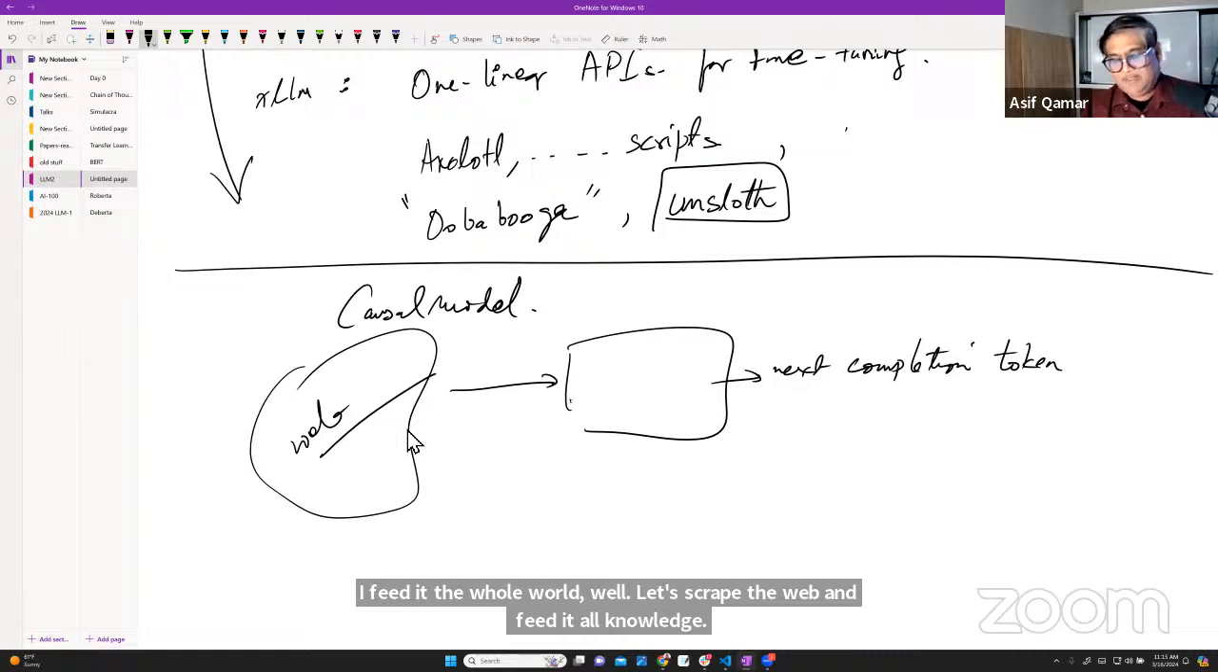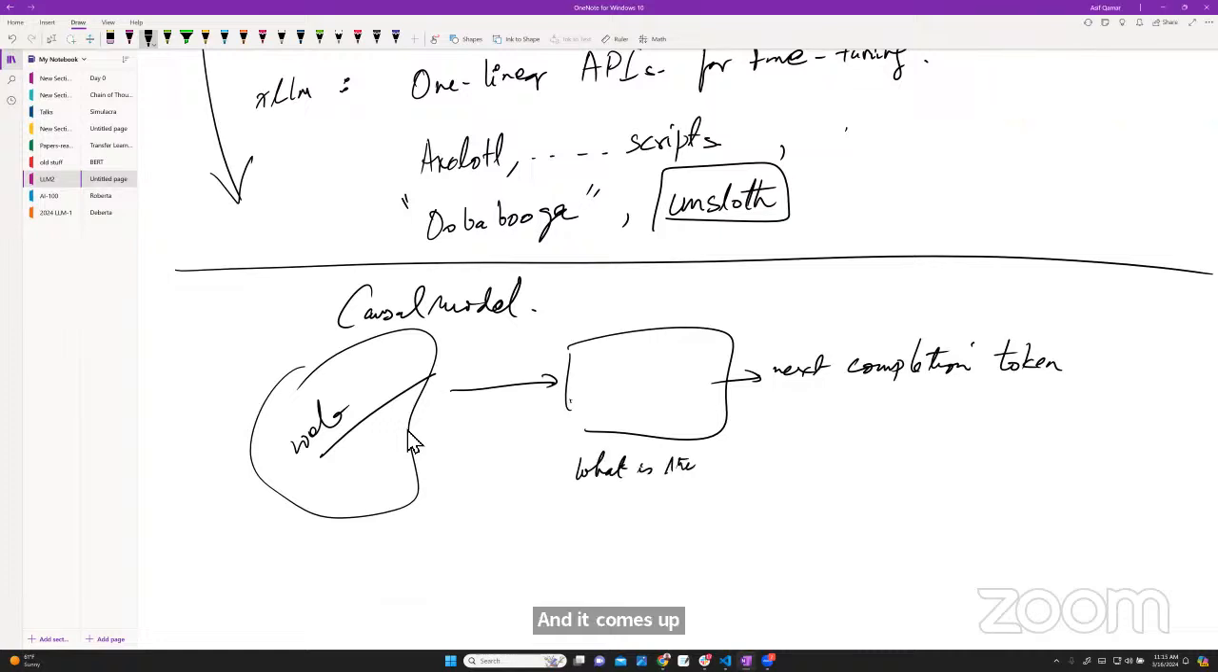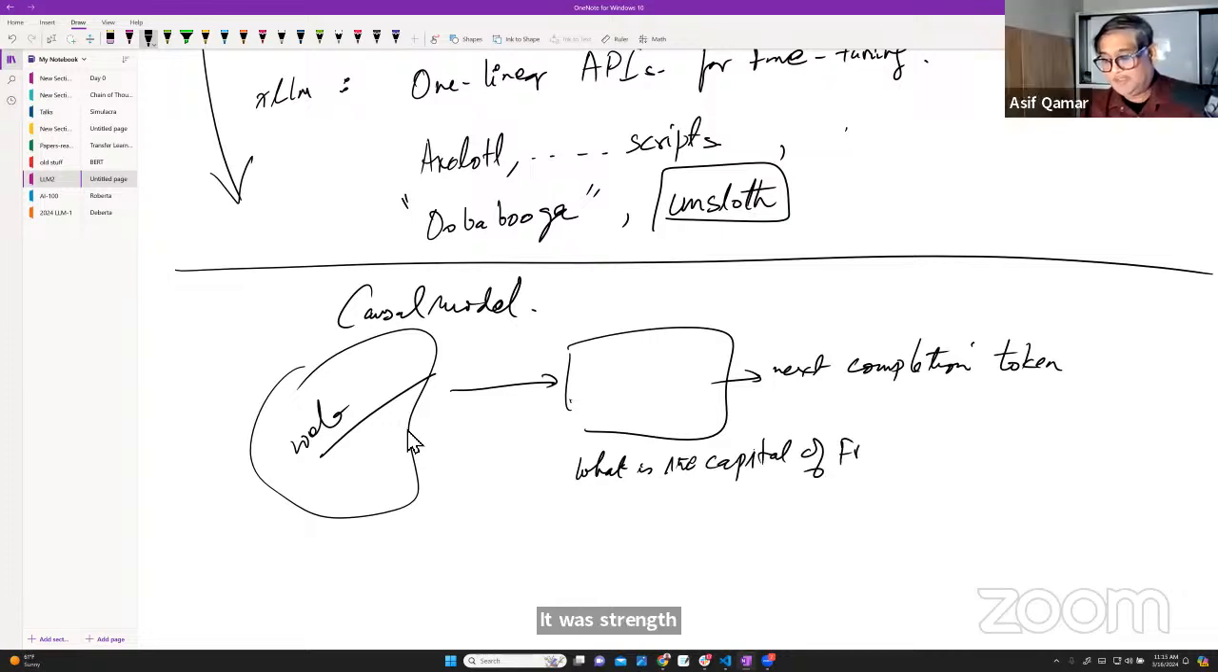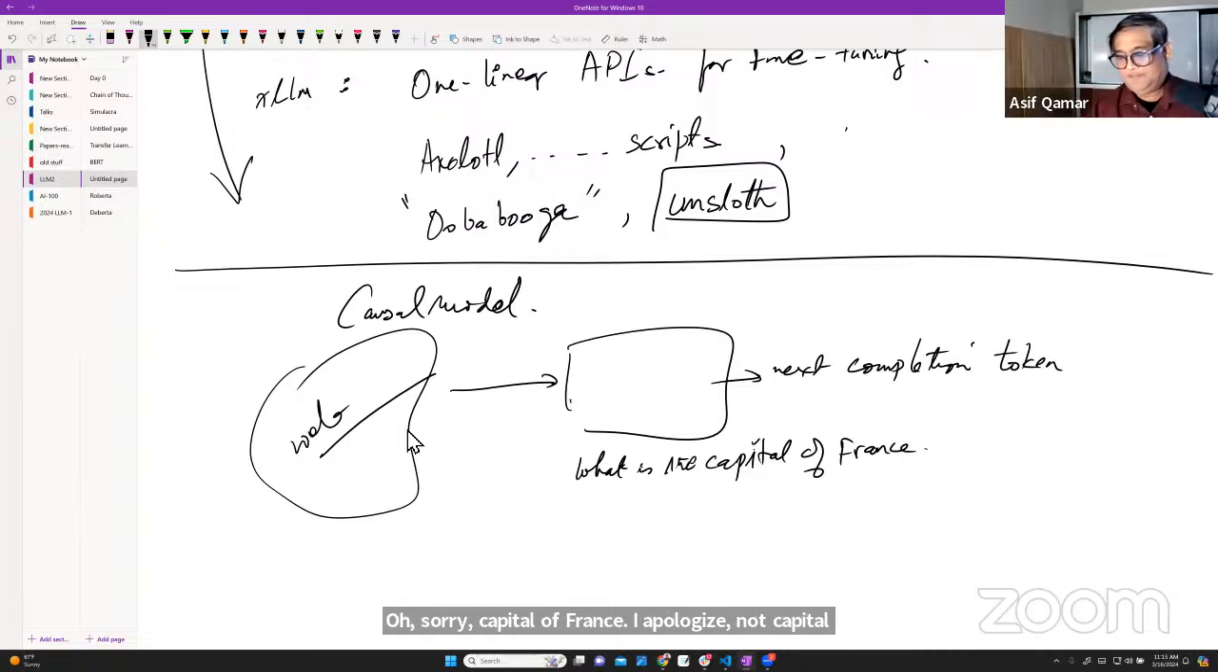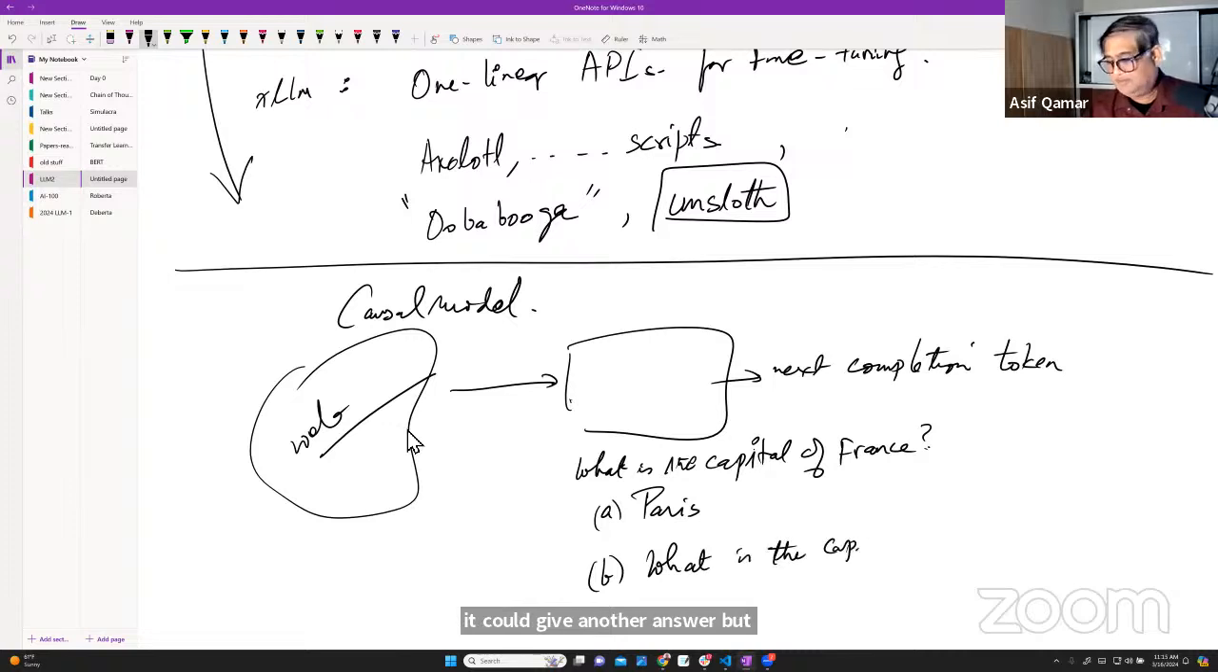And you ask, what's the capital of Paris? Sorry, I apologize, not capital of Paris. What is the capital of France? It could give one answer, A: it could say Paris, or it could give another answer, B, by throwing back at you a question: what's the capital of Germany?